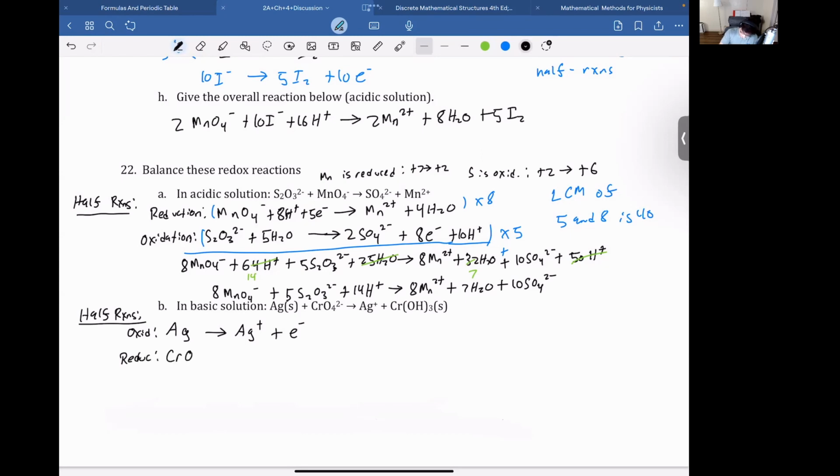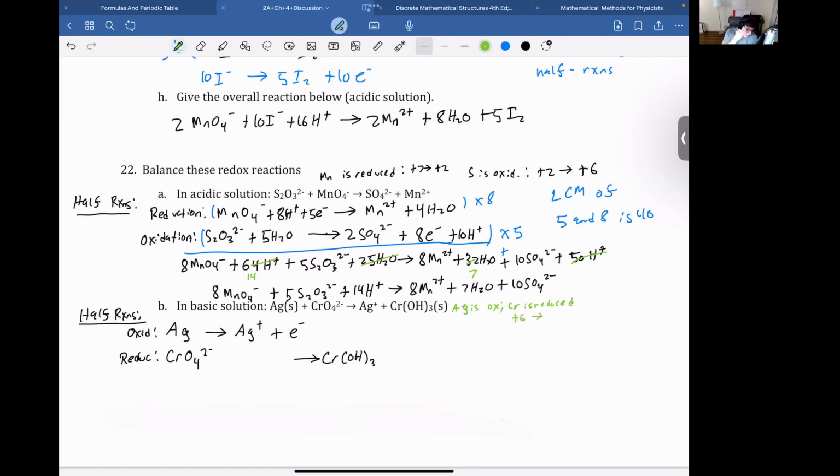So we go from CrO4 2 minus, leave some space here, to Cr(OH)3. All right. Now we have to figure out what the oxidation state of chromium is. So chromium goes from, I'll write it over here. So Ag is oxidized. Cr is reduced because it goes from a +6.